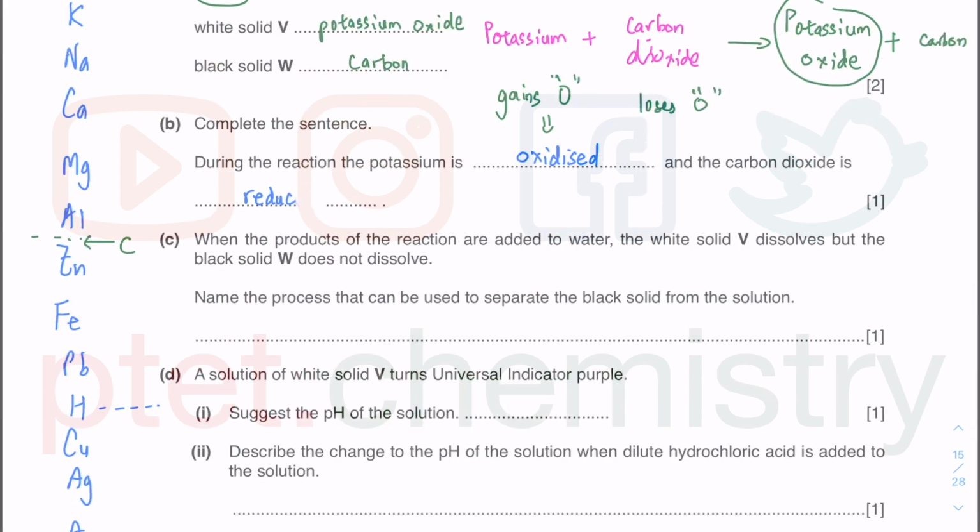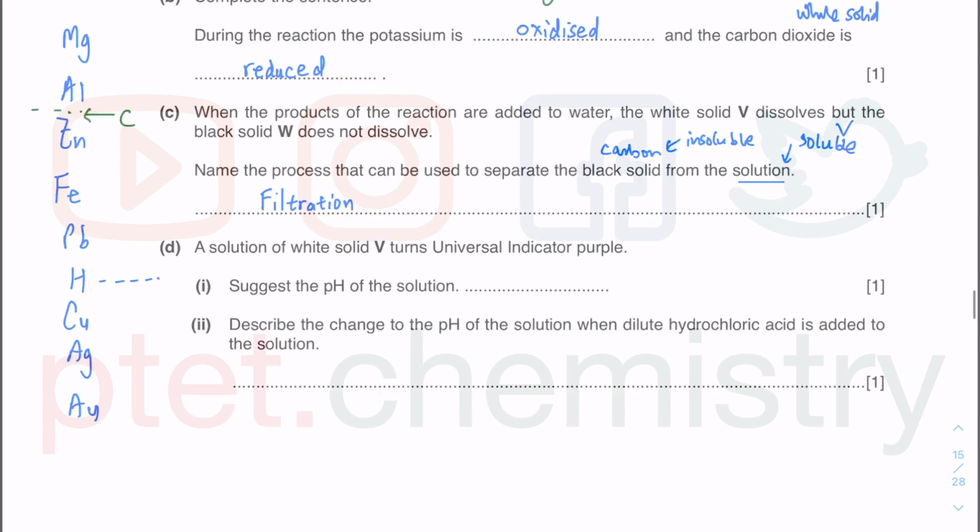Reduced there. Now, when the products of the reaction, so both of these products, potassium oxide and carbon, added to water, the white solid V, there's your white solid there, it dissolves, but the black solid does not dissolve. So what can you separate the carbon and the stuff that dissolve? This is a solution. Solution meaning soluble. So the white solid is soluble, V was soluble, but the black solid is carbon, so that is insoluble because it is a solid. How are you going to separate solid from solution? You're going to name the process. The process is called filtration. You can filter off insoluble stuff from soluble solution.